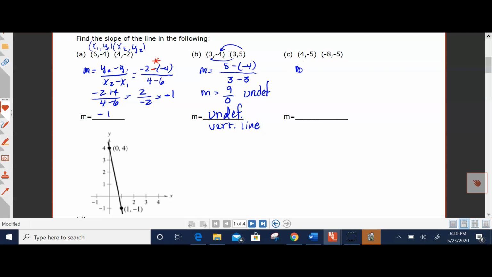Next one, let's set it up. Negative 5 minus a negative 5 over negative 8 minus 4. The numerator comes up to be 0, and the denominator is a negative 12. 0 in the numerator is okay. That's just equal to 0. Therefore, the slope is 0, and when my slope is 0, that tells me I have a horizontal line.